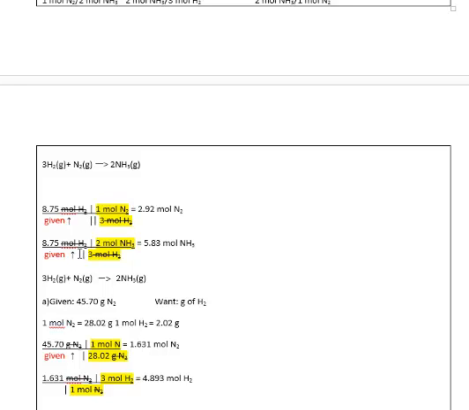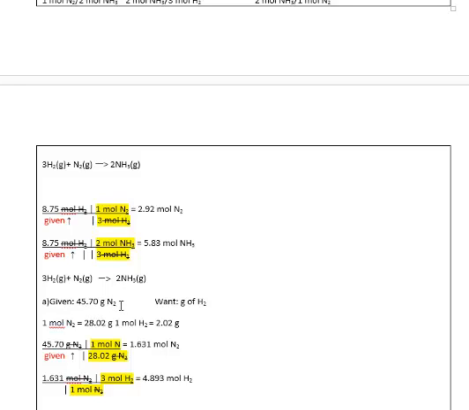Given 8.75 moles of hydrogen multiplied by 2 moles of ammonia divided by 3 moles of hydrogen equals 5.83 moles of ammonia. 3 moles of gaseous hydrogen plus 1 mole of gaseous nitrogen forms 2 moles of gaseous ammonia.